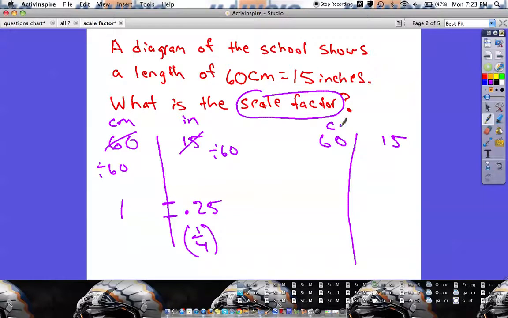If we did it the other way, and we wanted to find out if we had 1 inch on the diagram, how many centimeters would it be? We would do it the other way. I want to make this number 1. So that would be dividing by 15 to make that a unit rate, to make that 1. So again, I have to do the same thing to the other side. 60 divided by 15 is 4. So basically what our scale factor here is going to be, for every 1 inch, it's actually 4 centimeters, or every 1 inch on the diagram represents 4 centimeters. So if you ever see scale factor, that's trying to get one of the numbers down to 1 to say that one of these equals this.